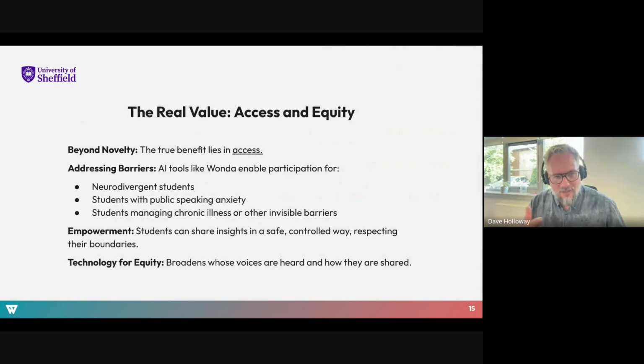And this is where I begin to realise the true value of these avatars lies in access. Tools like Wonda really enable participation, especially for neurodivergent students who are uncomfortable speaking to other people, uncomfortable speaking in large groups. Let's face it, it's a lot of us. Students with chronic illness or invisible barriers, people who aren't able to attend on the day, people who are uncomfortable doing it, quote unquote, live. This way, we found that our students can share their insights in a much safer, much more controlled way, and we're respecting the boundaries that they are concerned about.